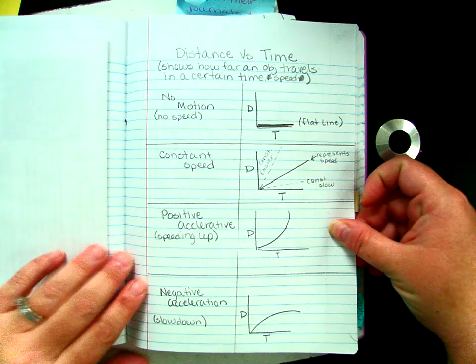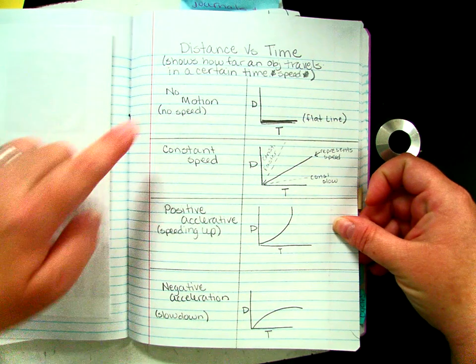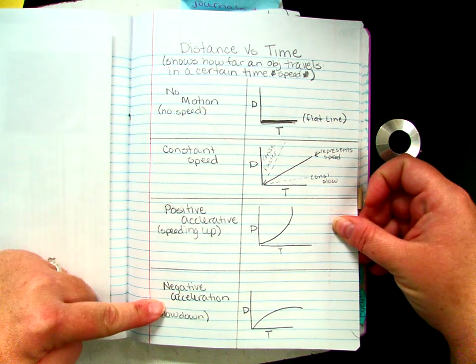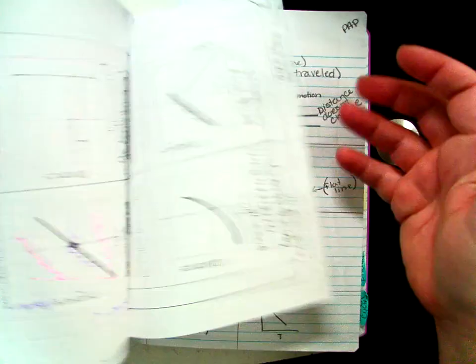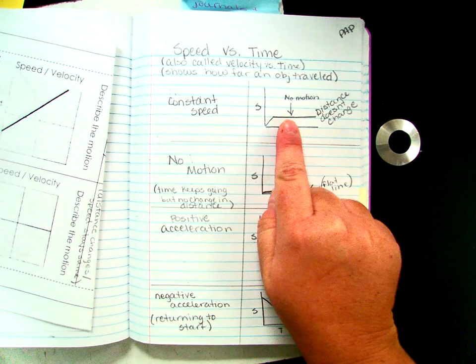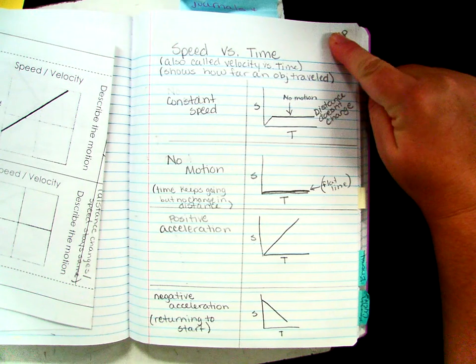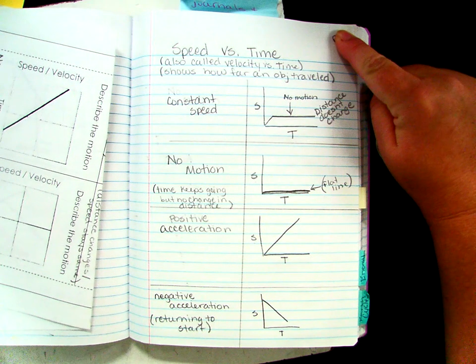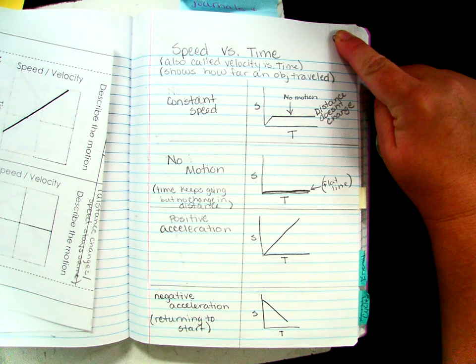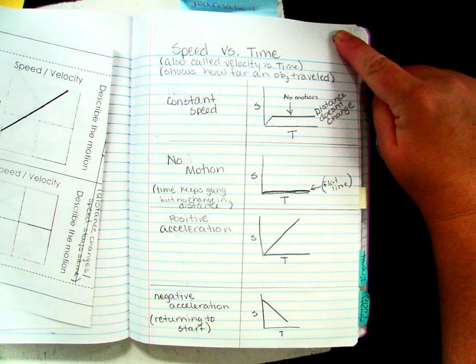So you're going to need one page broken up into 4 different areas. And then again, we're going to need a second page broken up into 4 different areas to do our speed time graphs. Okay? So if you have any questions, let me know. But again, like I said, it's all about memorizing. Every bit of this is about memorizing.